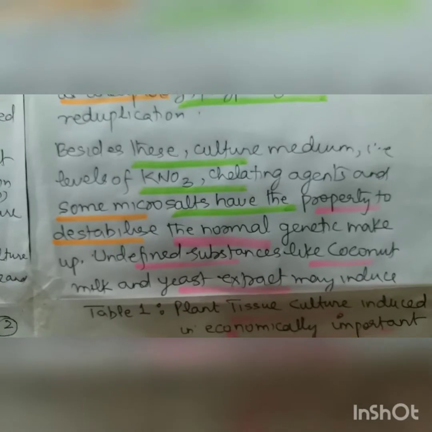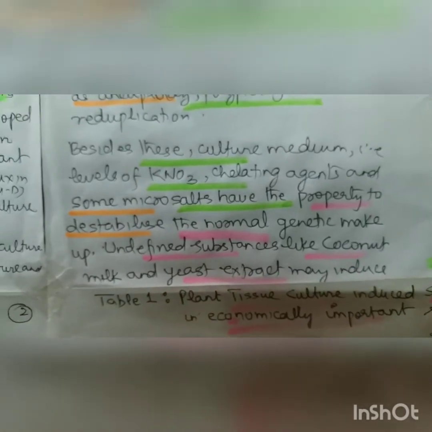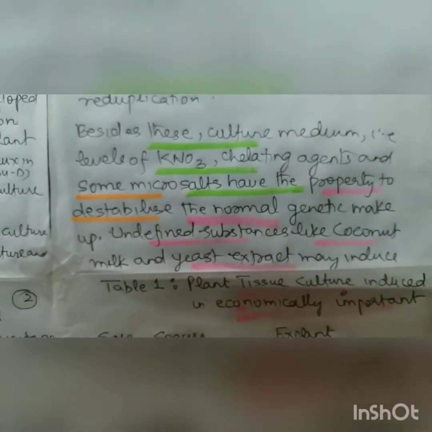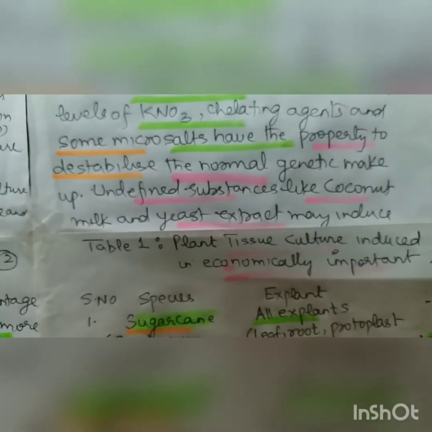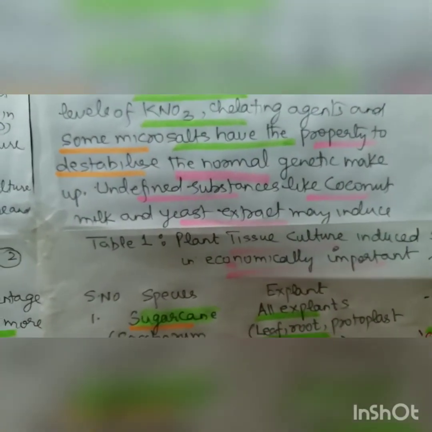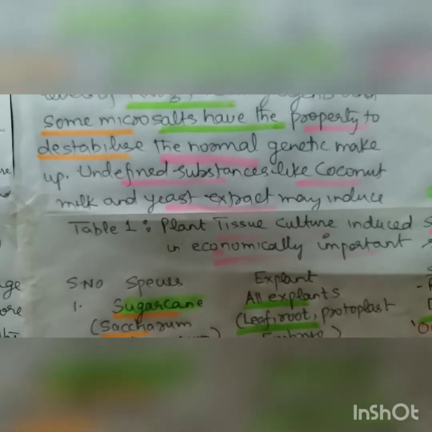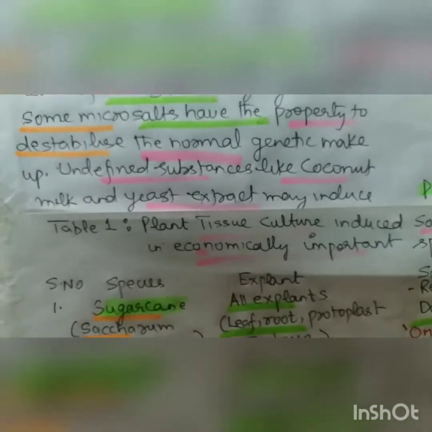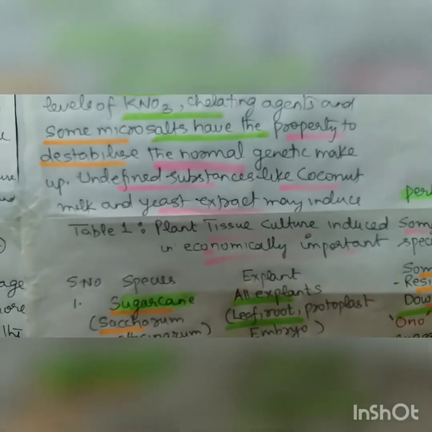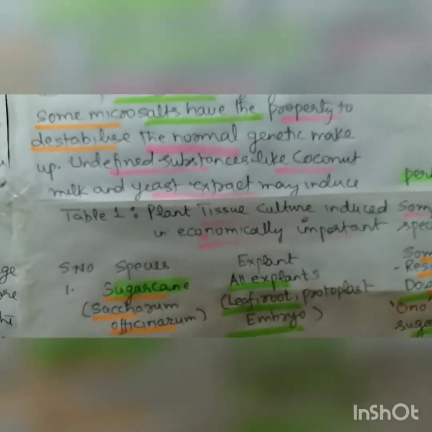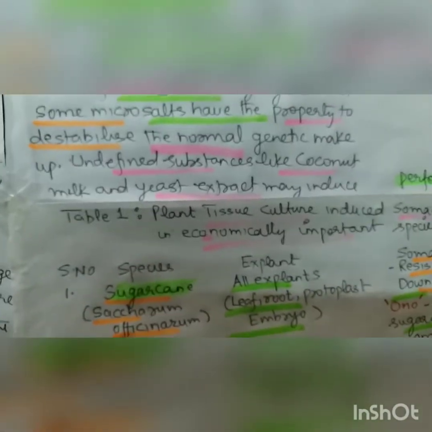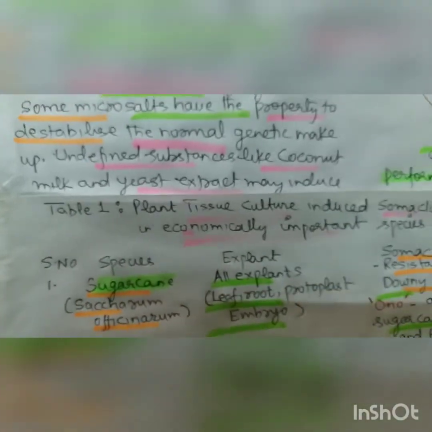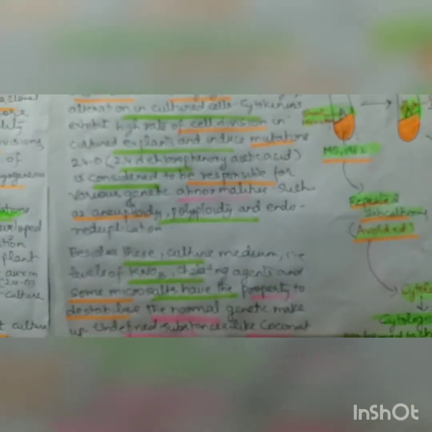Besides these, the culture medium, that is the level of potassium nitrate, chelating agents and some microsalts, have the property to destabilize the normal genetic makeup, and sometimes tissue culture has a fascination for undefined substances like coconut milk, yeast extract, tomato extract, a lot of them. If we use them, they may induce somaclonal variations, right?